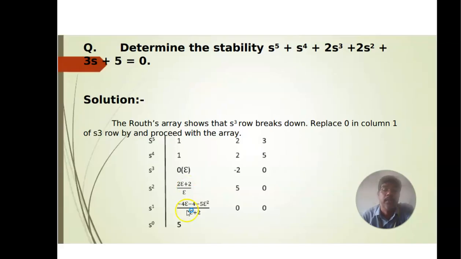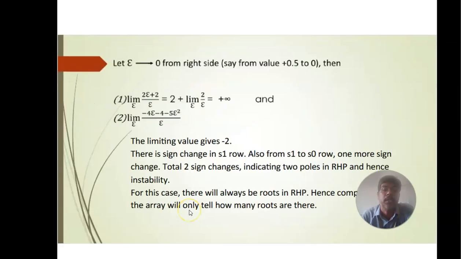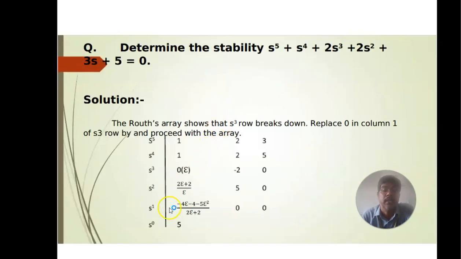Then for the next row, S power 1, we substitute epsilon tends to 0, and the value is minus 2. Then there is a sign change. The S power 1 value is negative, so there are two sign changes. S power 2 to S power 1, one sign change. Then S power 1 to S power 0, another sign change. There are two sign changes, so two roots are lying on the right half of the S plane. Hence the system is unstable.